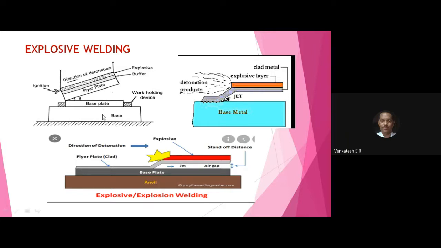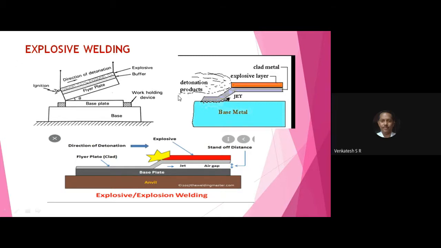This is the base on which they place the base plate and the flare plate, and the explosive placed here. Due to the explosion of the chemical, heat is generated and the workpiece is connected to the base metal. Usually aluminum nitrate, ammonium nitrate, RDX, gunpowder, sulfur and phosphorus and other chemicals are used in explosive welding.